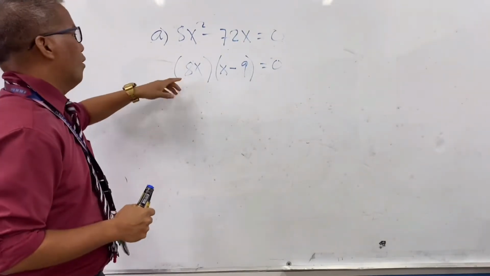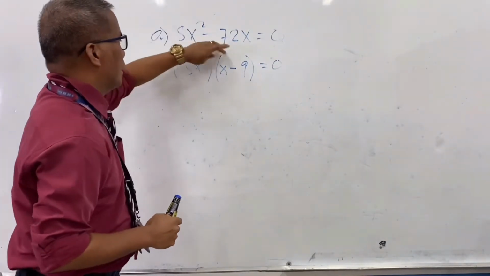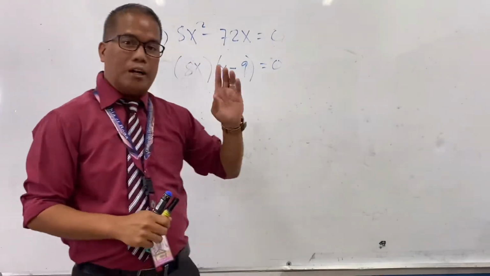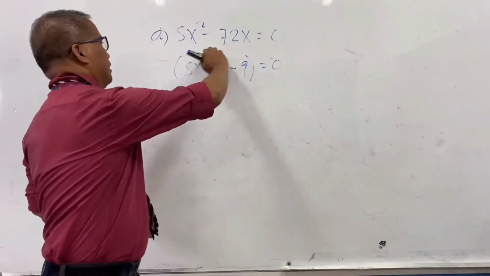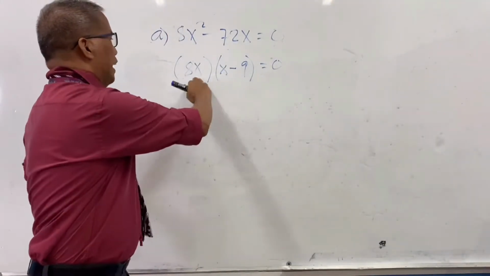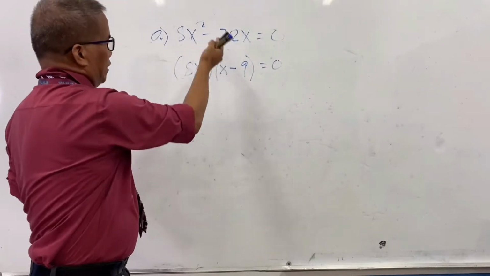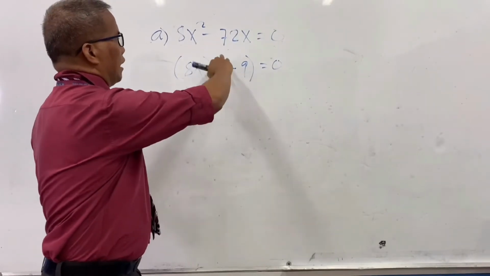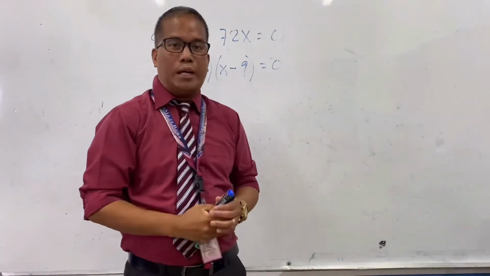Alright? Now, if you want to go back here, just apply the distributive property of multiplication, so you will get this. So 8x times x equals 8x squared, then 8x times negative 9 equals negative 72x.